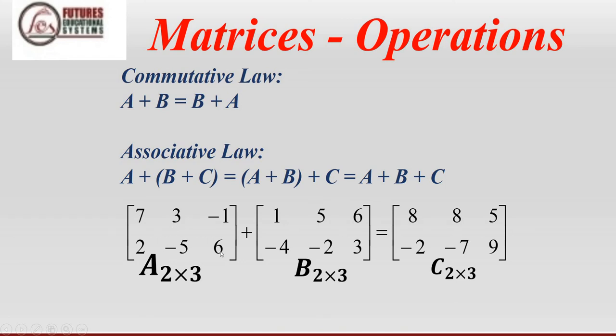Let's go to add the second row. 2 plus negative 4 equals negative 2. Negative 5 plus negative 2 equals negative 7. 6 plus 3 equals 9. The associative property is satisfied in matrices.